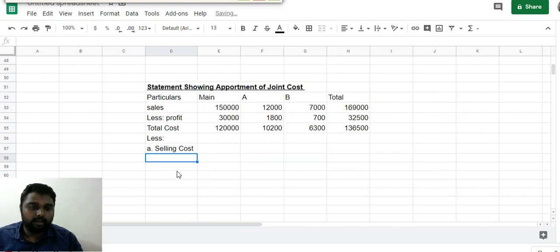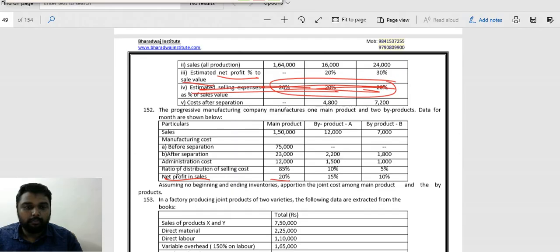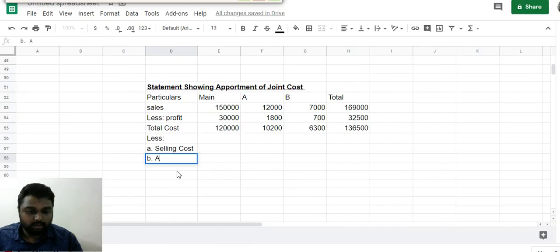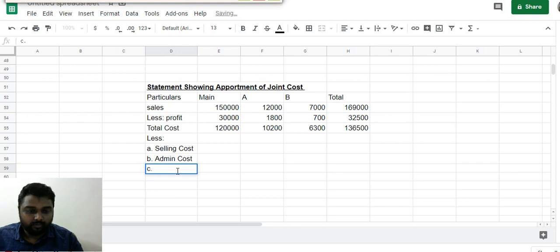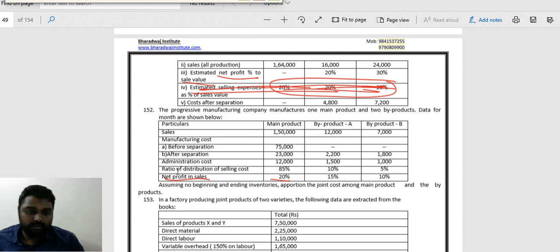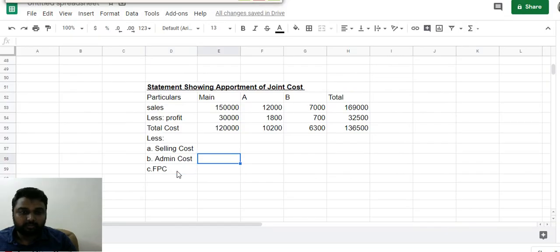Here comes test number 1. B. Admin cost. C. Further process cost. Further process cost is nothing but after separation cost. So we'll start.